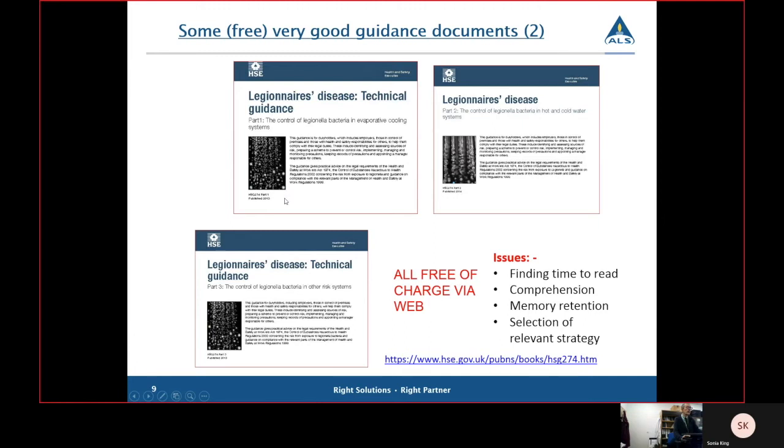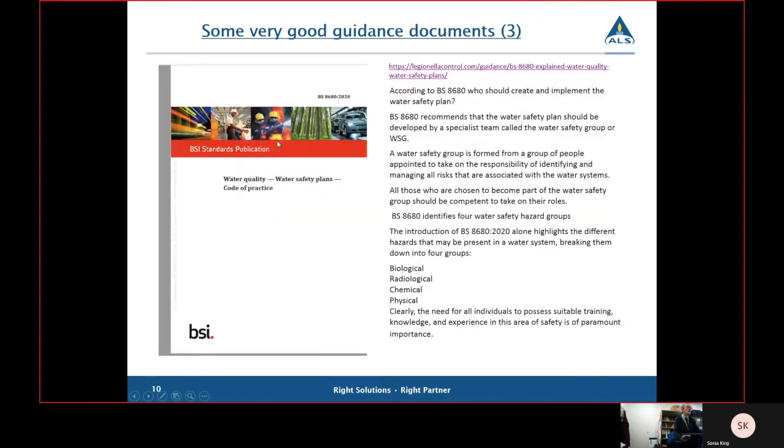There's many, many pages. The biggest problem is finding time to read it all, and even when you've read it, comprehension of it, memory retention, and selection of a relevant strategy. So going back to the water management plan, if you click on that, it will tell you how you can get it from BSI, which I won't waste time doing. But this is a great step forward, and I think it is a very key document that you should be aware of.